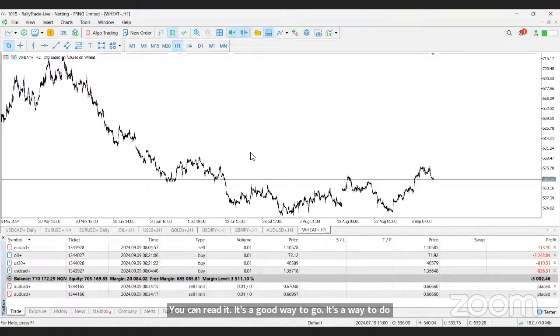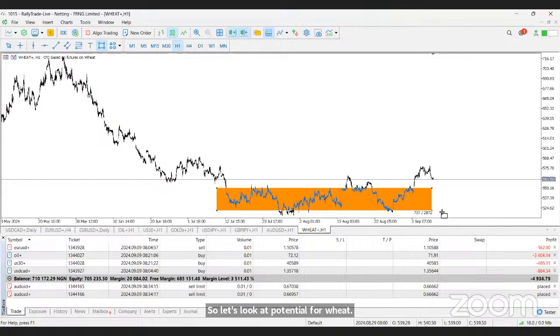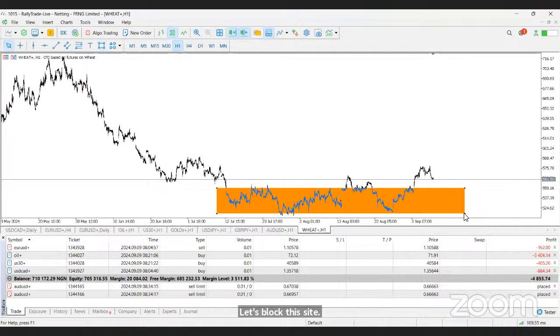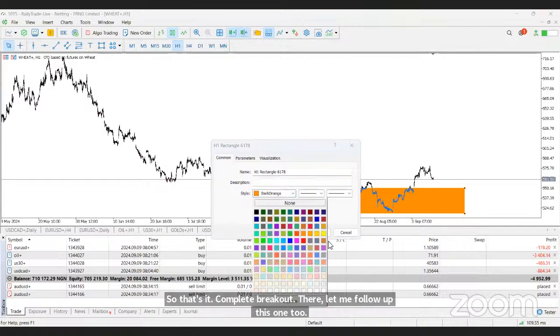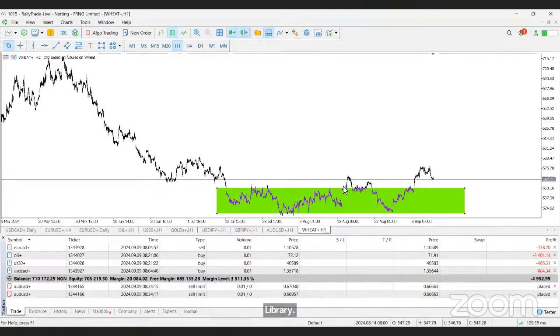So let's look at the potential for wheat. Let's block this side, block out. So that's a complete breakout there. Let me change the color of this one to lime green. So after blocking it, we know that the price can retest that block. So let's do a buy limit on wheat. For those people that are interested in trading wheat, my money cannot trade it. I only have 700,000 in my account now, until maybe I add money to that account.